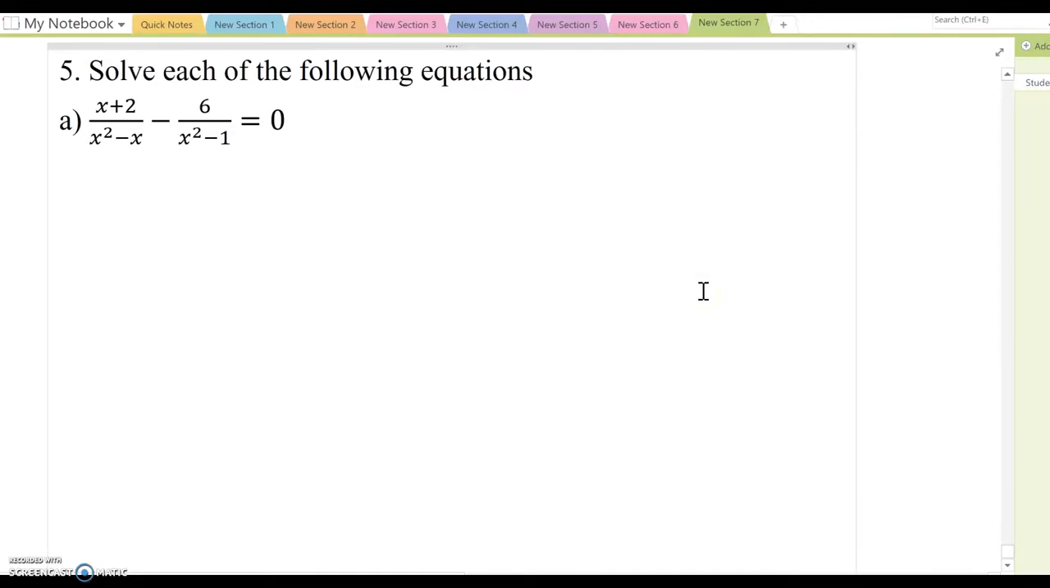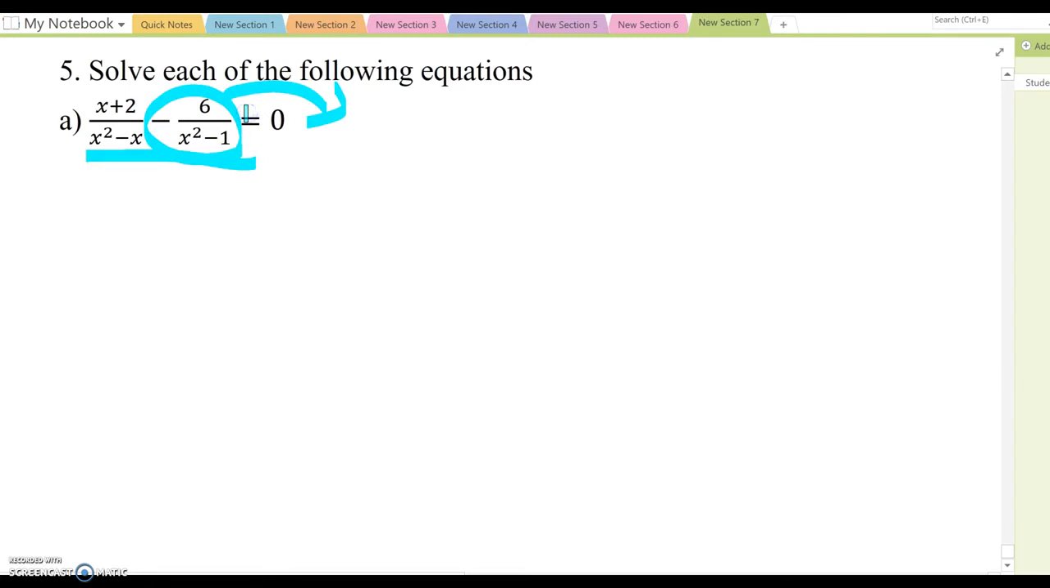Number 5, solve each of the following equations. So in this case you also need factoring and then find the common denominator, because these are two rational expressions. Or you can maybe move this one to the other side, then you can cross multiply as well. But anyway, this time I only show one method. So factoring this one, then this is going to be x plus 2 over x minus 1 minus 6 over x plus 1 x minus 1.